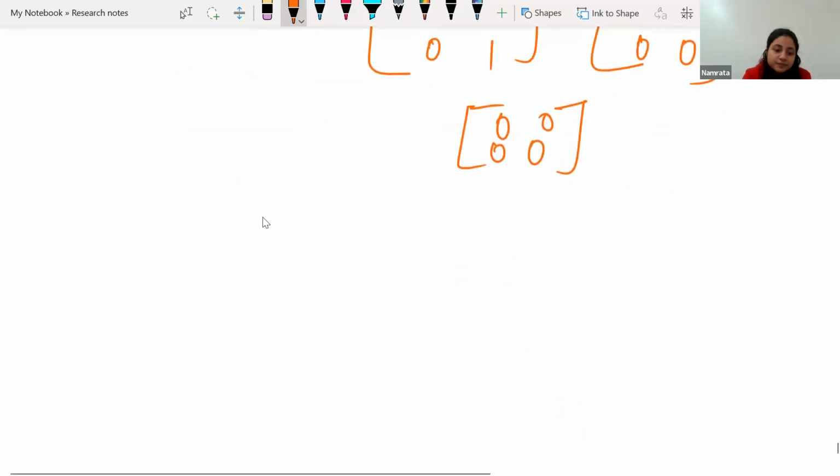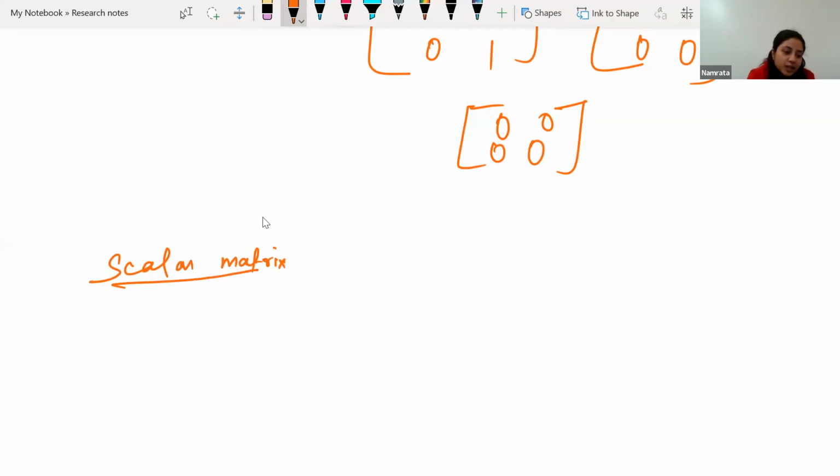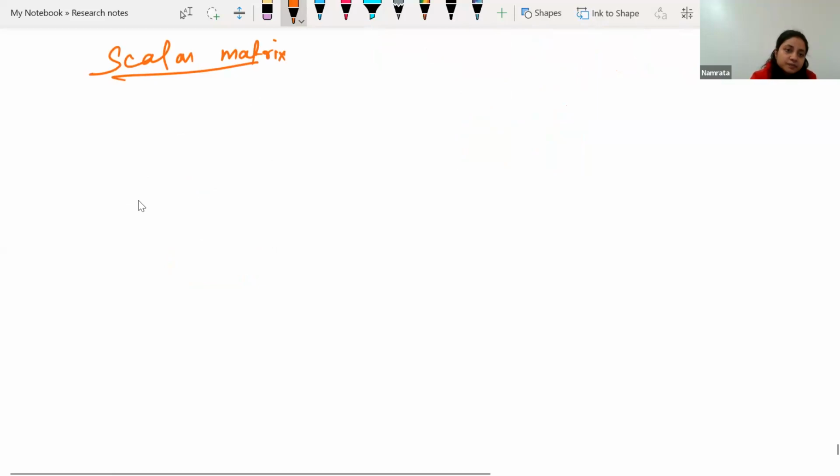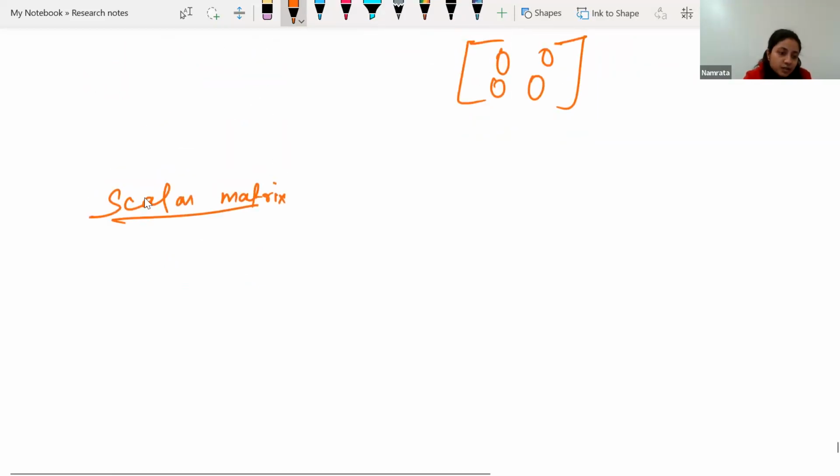Now the next concept, let me check. Okay, so the next concept is scalar matrix. After that we are having identity matrix. Okay, so scalar matrix and identity matrix, these are the types of diagonal matrix only.